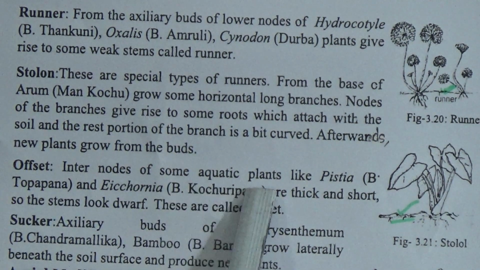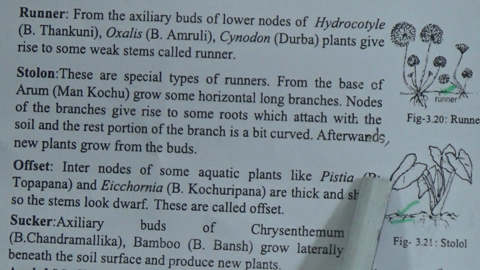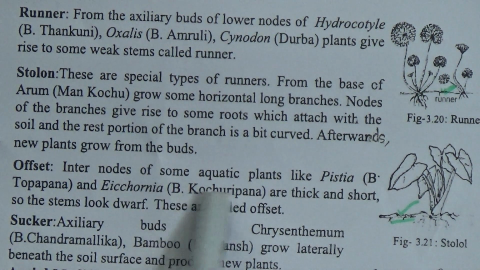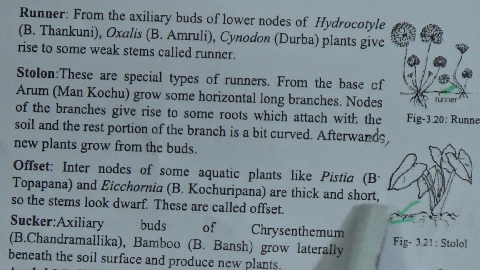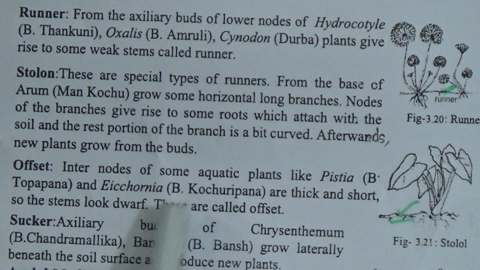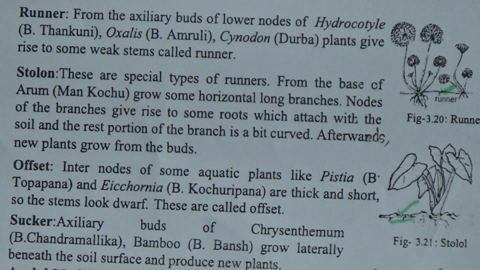Internodes of some aquatic plants like Pistia, Bangla name Topapana, and Eichhornia, Bangla name Kochuripana, are thick and short, so the stems look dark. These are called offset. And here is a picture of offset. And there are 2 plants joined with this offset.